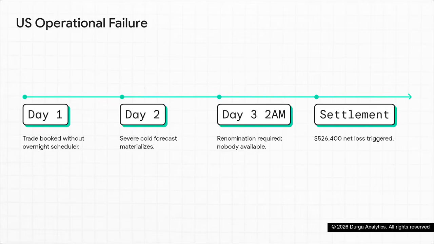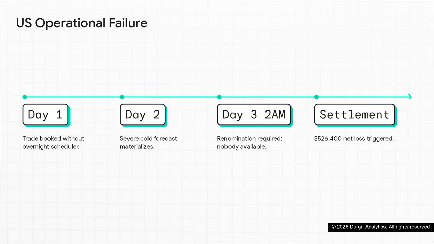Over in the US case, the failure was purely operational. An attractive physical supply arrangement passed the first 4 vetoes, but it failed the 5th. The desk had no overnight scheduler rostered. The trader went ahead and booked it anyway for an expected $84,000 margin.